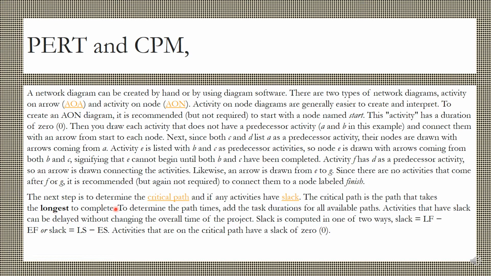The next step would be to determine the critical path and whether any activities have slack. The critical path is the path that takes the longest to complete. To determine the path times, add the task durations for available paths. Activities that have slack can be delayed without changing the overall time of the project. Slack is computed in one of two ways: slack is equal to LF minus EF, or slack is LS minus ES. Activities that are on the critical path have slack of 0.